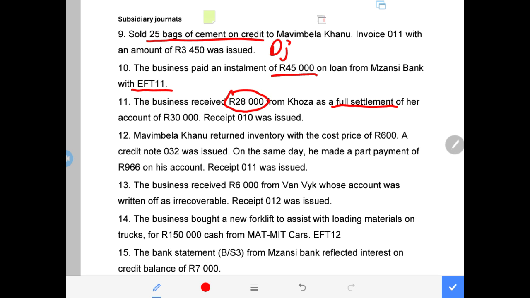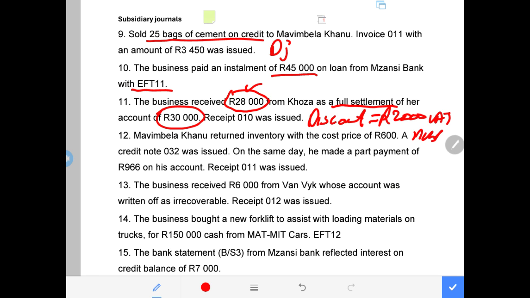But how do you circle 30,000 but only pay 28,000? That means there is a discount which is equal to 2,000. The discount includes VAT. VAT is included in the discount. So we need to pull it apart so that we have the discount excluding VAT, and the VAT separately.